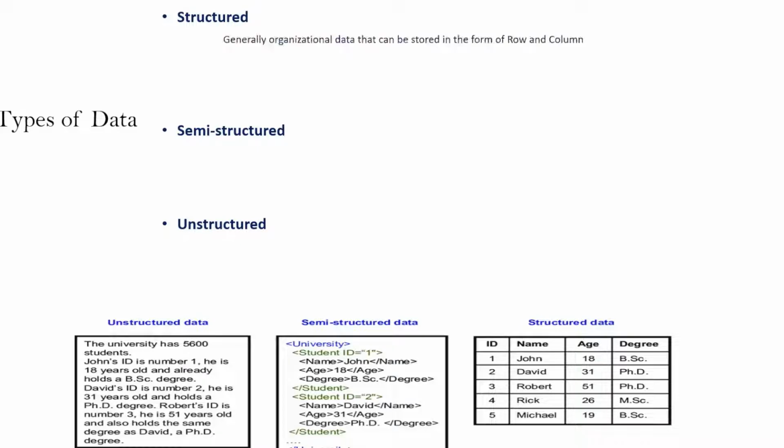So first, structured. Structured data is usually organizational data, like from a school, college, insurance company, banking, healthcare. They are stored in rows and columns. So it is data which can be stored in the form of rows and columns. I don't think there can be a more detailed and explanatory way to explain this. Maybe this is not a standard definition, but this is actually what structured data is.